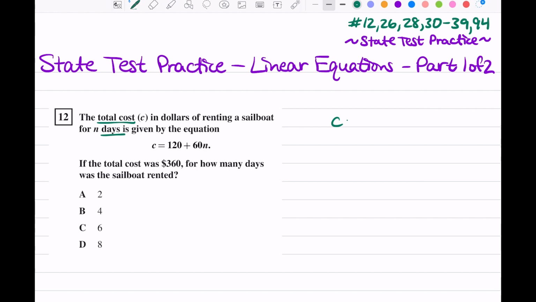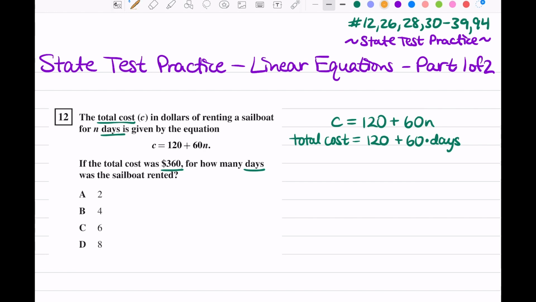So they tell us that C equals 120 plus 60n, and we could replace C with just the words total cost, and n we can replace with days. So we can just multiply by days. And the question's asking if the total cost was 360, how many days was the sailboat rented?